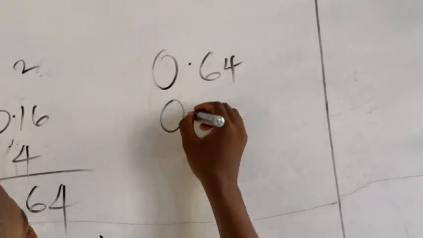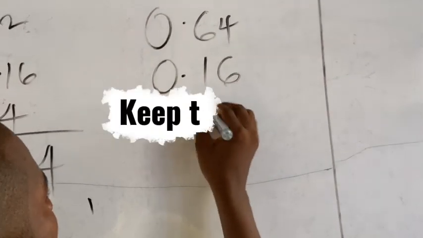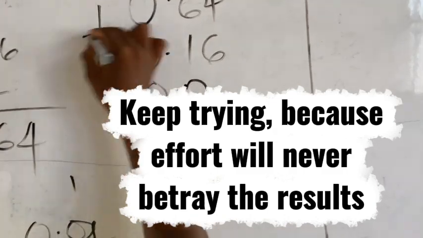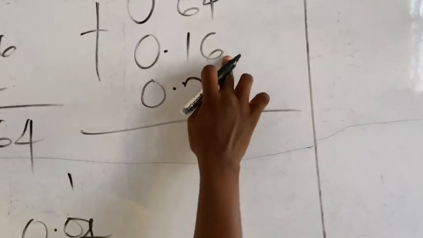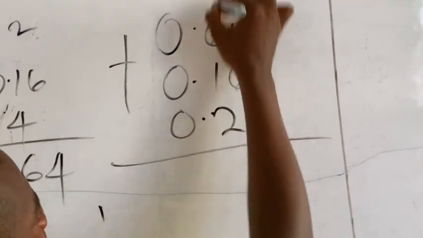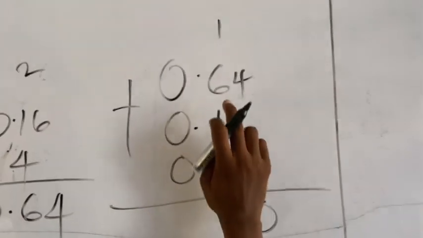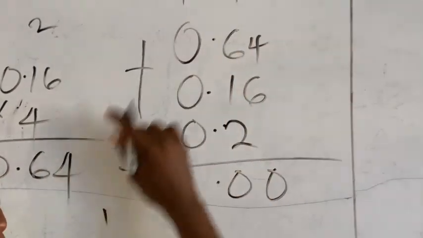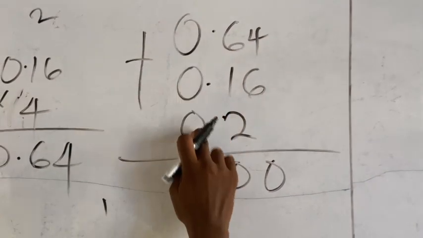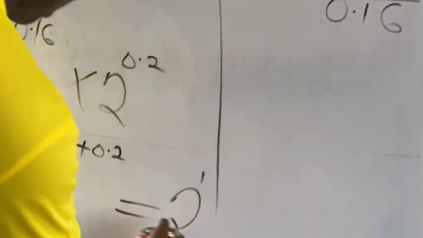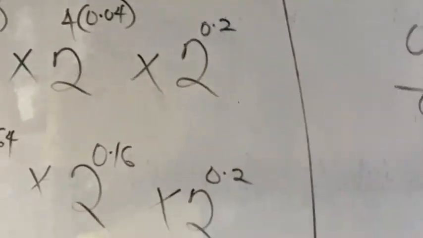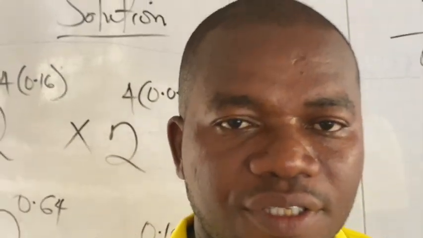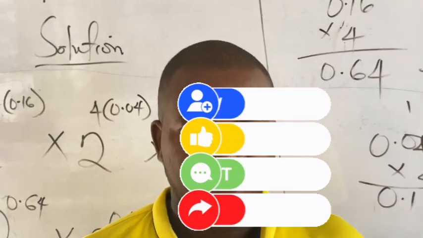Okay, let's do that. 0.64 plus 0.16 plus 0.2. Add up. 4 plus 6, that is 10. Right, 0 carry 1. 1 plus 6, 7 plus 1, 8. 8 plus 2, 10. Right, 0 carry 1, that is 1. 1 plus 0, 1 plus 0, 1 plus 0, 1, that is 1. So that is why we're having 2 raised to power 1. So that 2 raised to power 1 is 2. So that is the answer. I want to believe the explanation is explanatory enough.